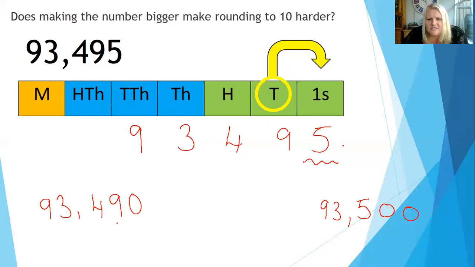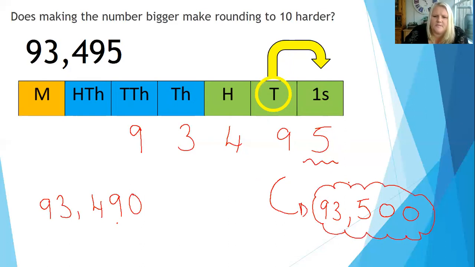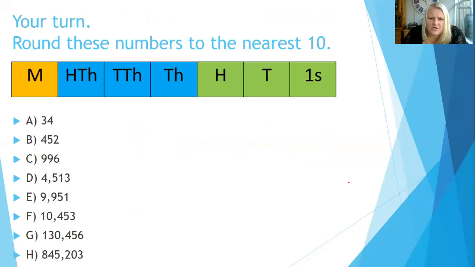Okay, so we look at this digit here because that's where my arrow is pointing. Do I round up or round down with a 5? Totally right, I round up. So the answer is 93,500.